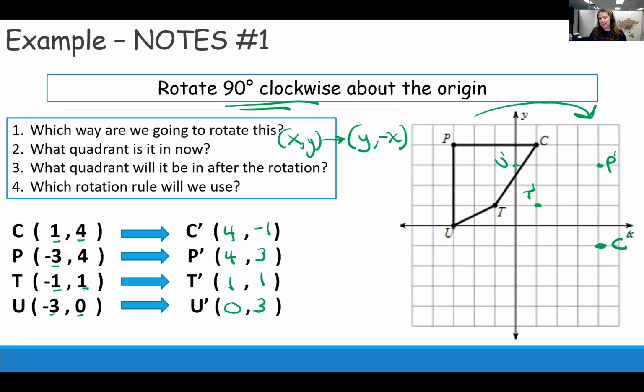So now when I connect those dots, I'm going to get a congruent figure. And that's what it looks like. Now, if you can imagine turning that and you see that clearly in your brain, then good for you. I don't have that capacity though. So that's why I rely so heavily on the rules.